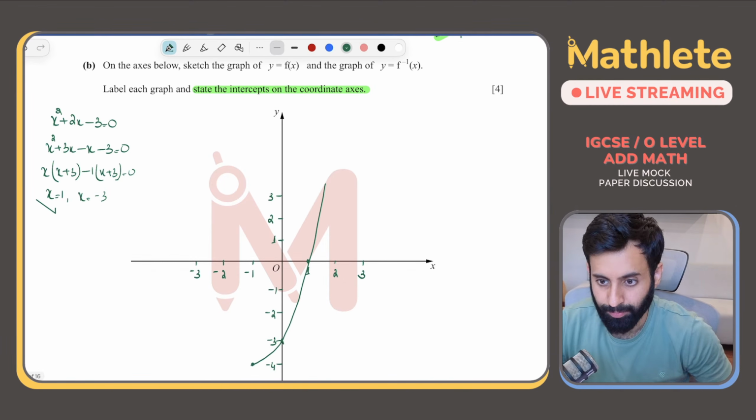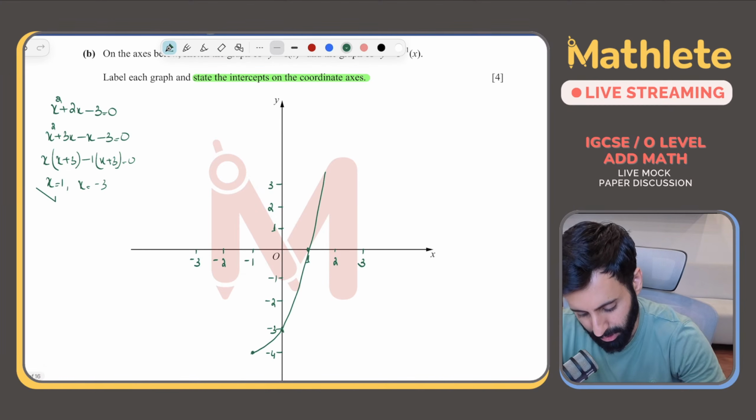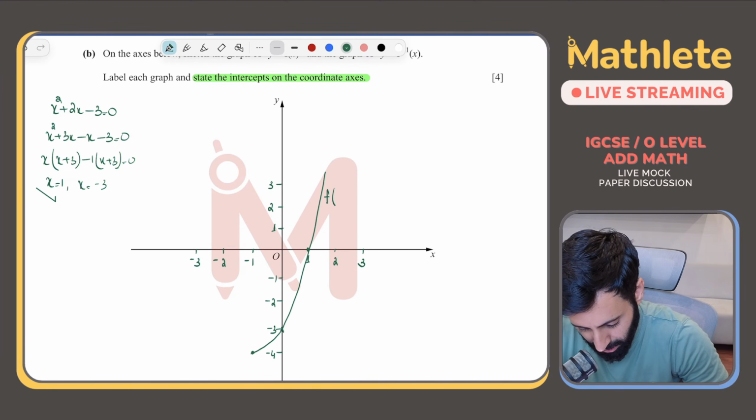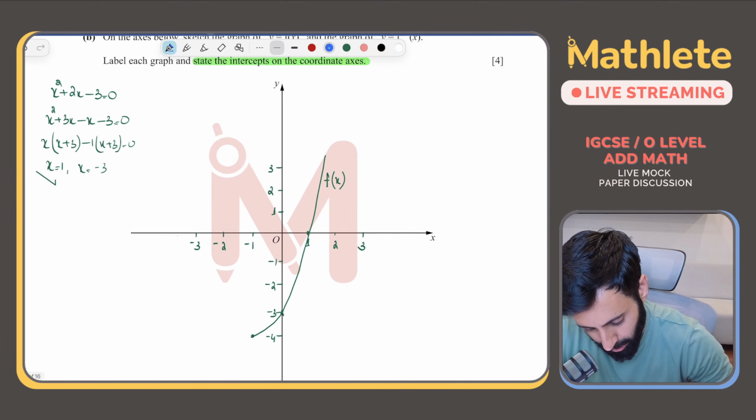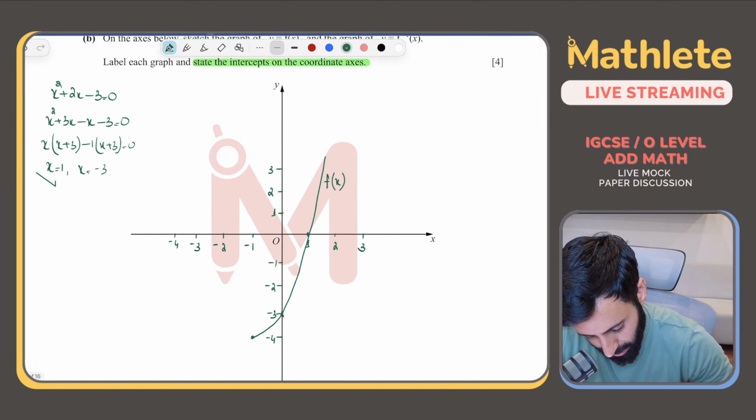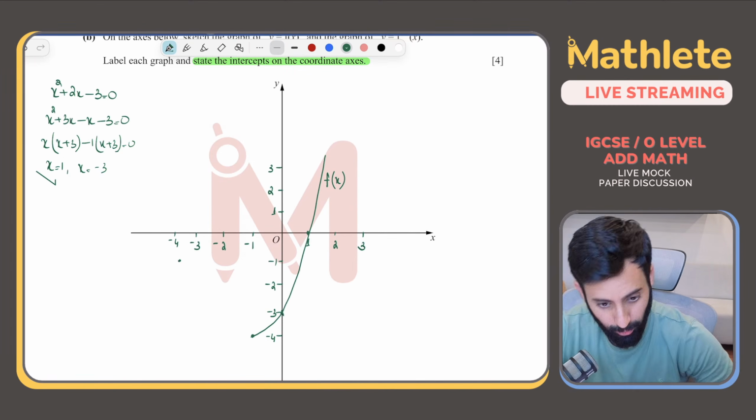Now we have to draw the inverse. The question said label as well, so this is f of x. Now we have to draw f inverse of x. So minus 1, minus 4 will now become, what happens when you reflect it along the line y equals x? It will now become minus 4 and minus 1.